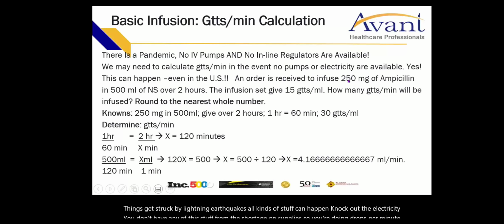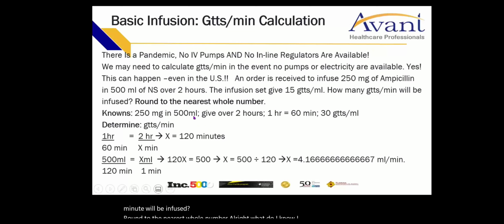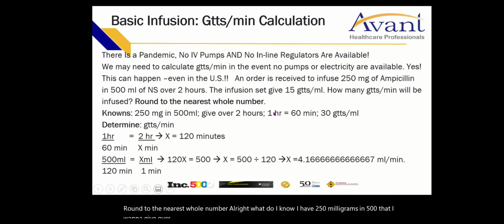An order is received to give 250 milligrams of ampicillin in 500 milliliters of normal saline over 2 hours. The infusion set gives 15 drops per milliliter. How many drops per minute will be infused? Round to the nearest whole number. All right, what do I know? I know I have 250 milligrams in 500 that I want to give over 2 hours. 1 hour is equal to 60 minutes, and 15 drops is equal to a milliliter. All right, let's get there.